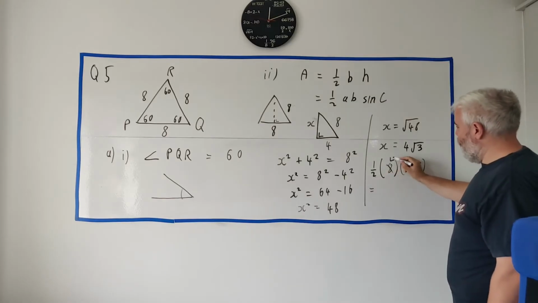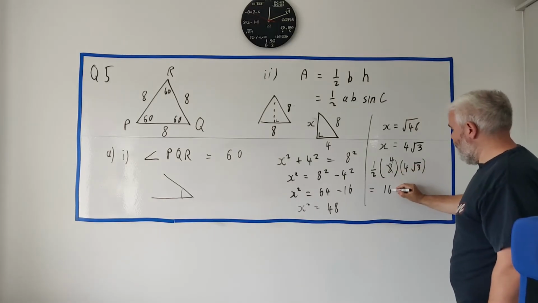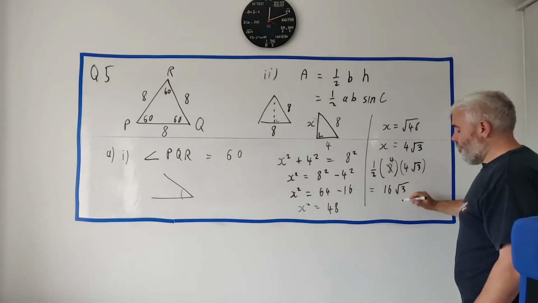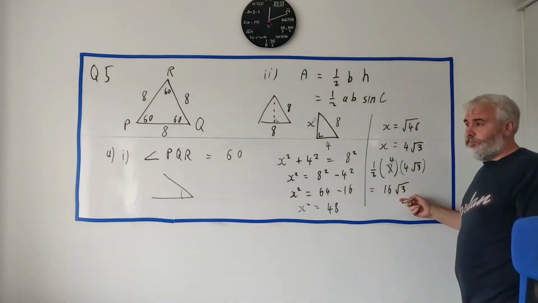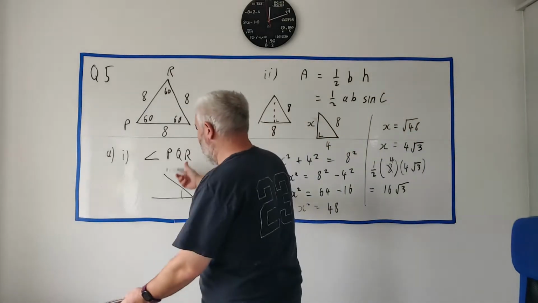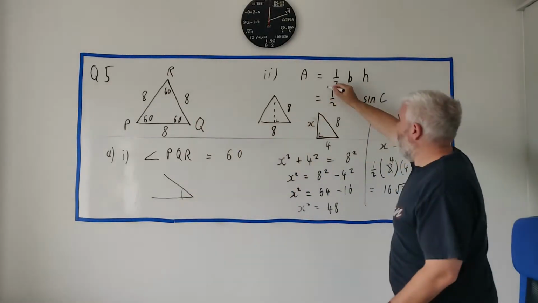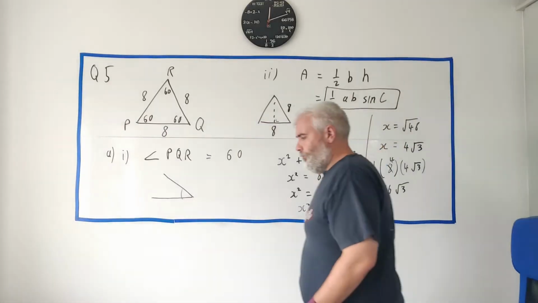2 goes into 8 4 times. 4 times 4 is 16. 16 times the square root of 3, which is, yeah, that's what they wanted us to check. Let me quickly rub this out here and I'll show you how to use this formula.